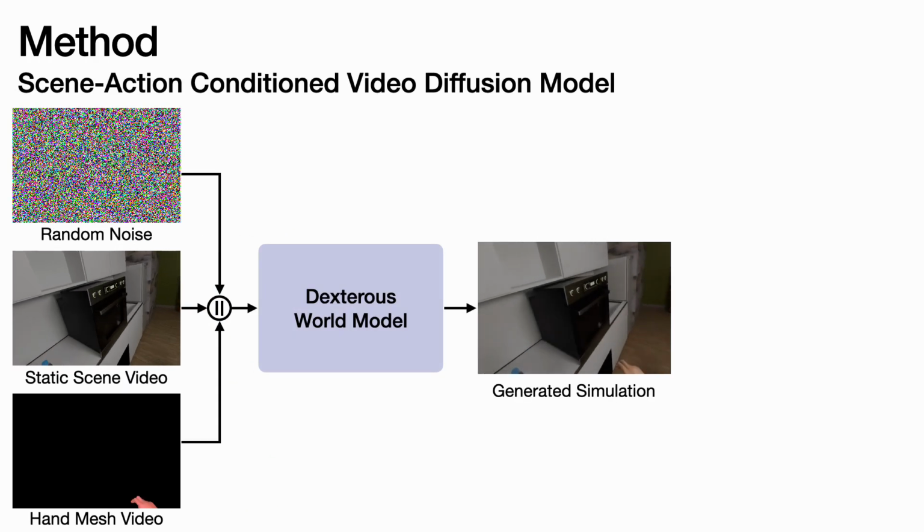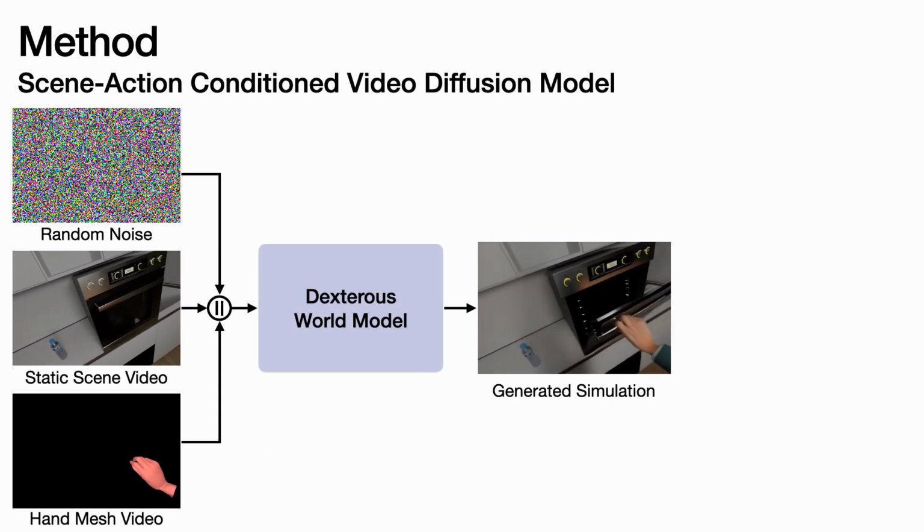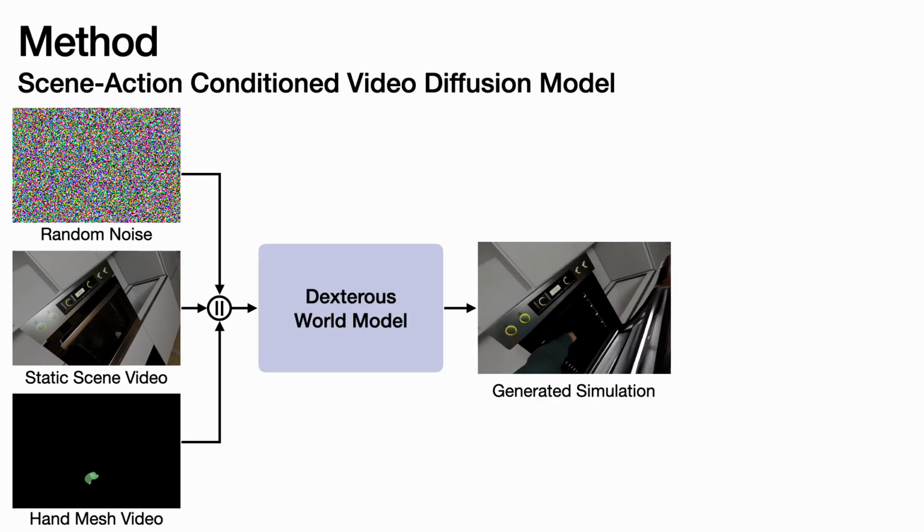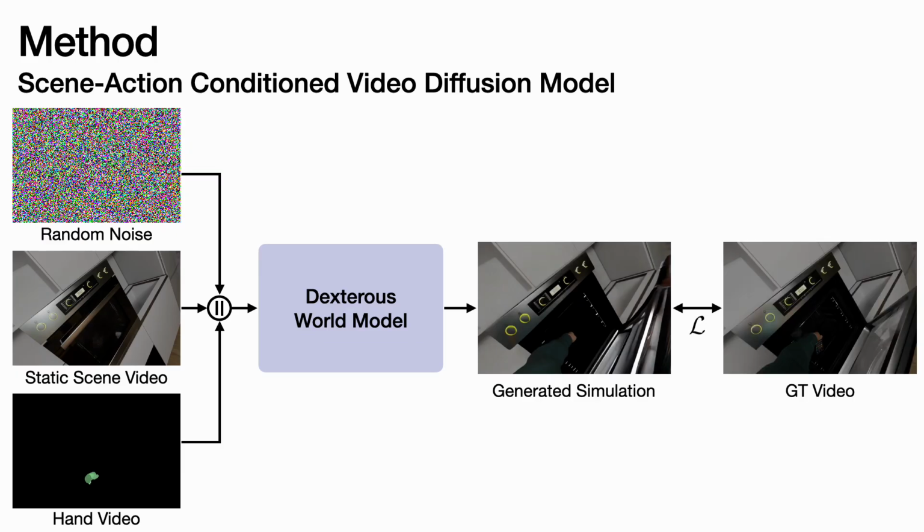We implement DWM as a scene action conditioned video diffusion model. The model receives random noise, the static scene video, and the hand mesh video. Conditioned on these inputs, it generates an egocentric simulation that shows the expected scene dynamics. During training, we supervise the generated simulation with the ground truth interaction video. The ground truth video teaches the model what dynamic changes should occur as a result of that action.